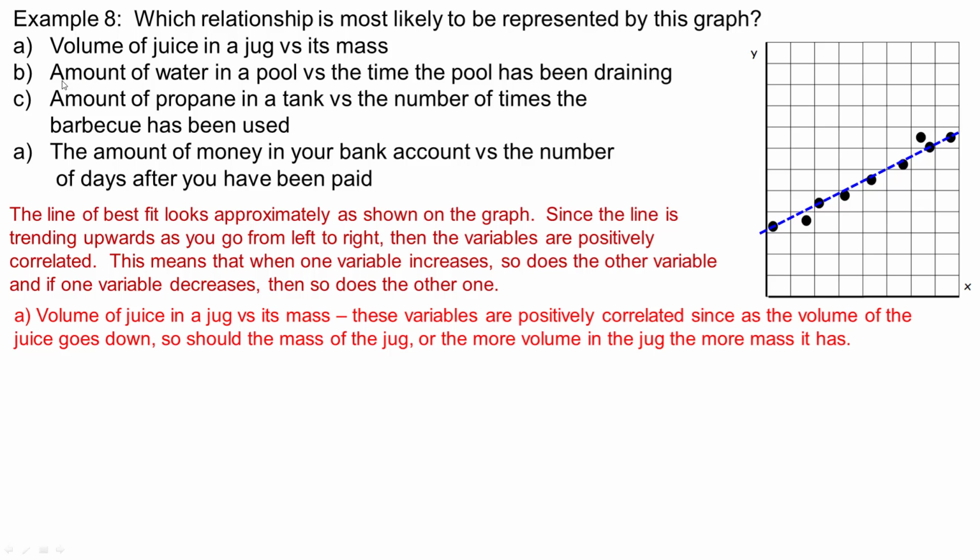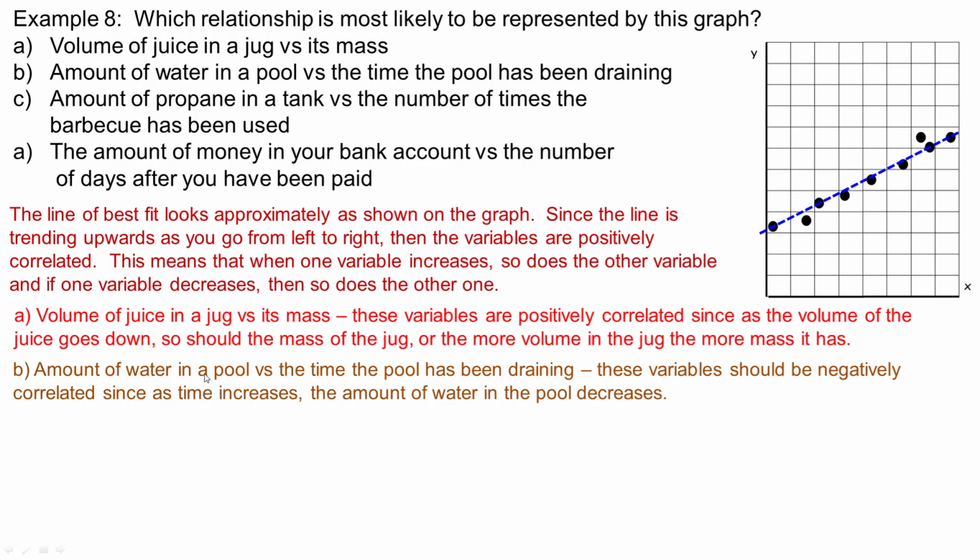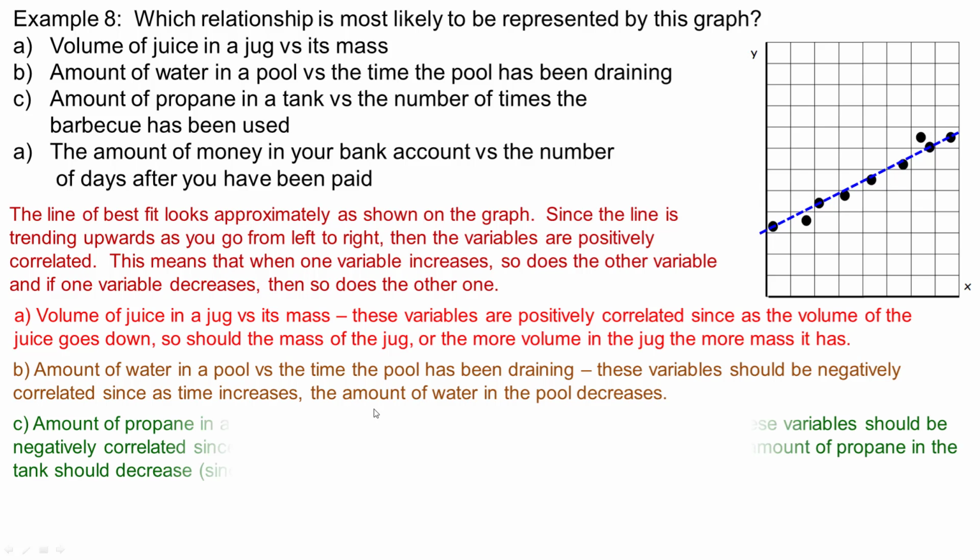Okay. Let's talk about the other ones, just so you can see why those aren't the correct answers. The amount of water in the pool versus the time it's been draining. So these variables would be negatively correlated, since as time increases, the amount of water in the pool decreases. So they would be negatively correlated. As one variable goes up, the other one goes down. So that couldn't be what's happening here.